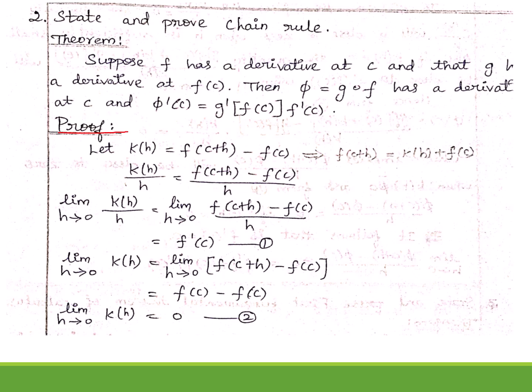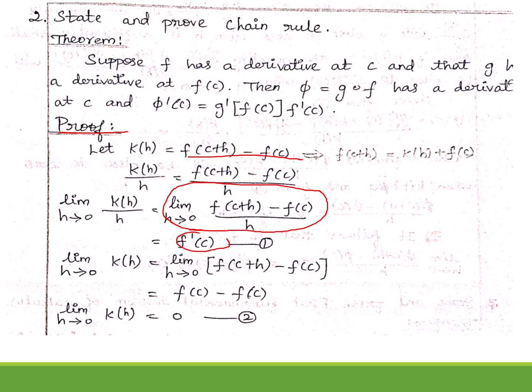Next, the proof. Let k(h) equal f(c plus h) minus f(c). Then k(h) divided by h equals f(c plus h) minus f(c) divided by h. Taking the limit on both sides as h tends to 0, the limit of k(h) divided by h equals the limit of f(c plus h) minus f(c) divided by h, which is the value f'(c). Equation 1.